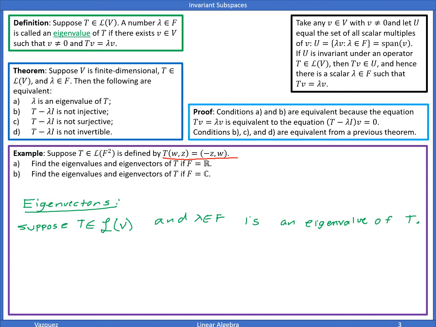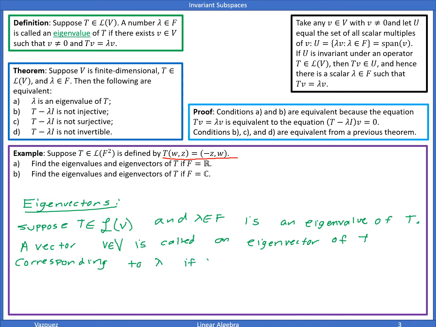So lambda here is an eigenvalue of T. A vector v is called an eigenvector of T corresponding to lambda if v isn't 0 and Tv is equal to lambda v.